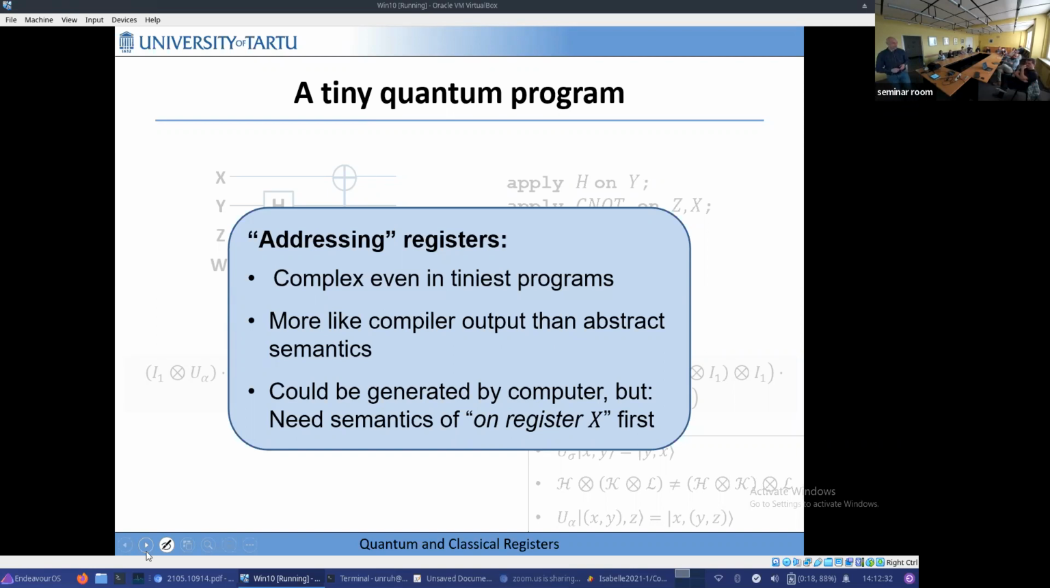And that, as you've seen, can be very complicated to write down explicitly, especially if you want to do it in a theorem proof or something. What we write down actually looks more to me like some compiler output than something that we would want to have as part of our semantic definition.